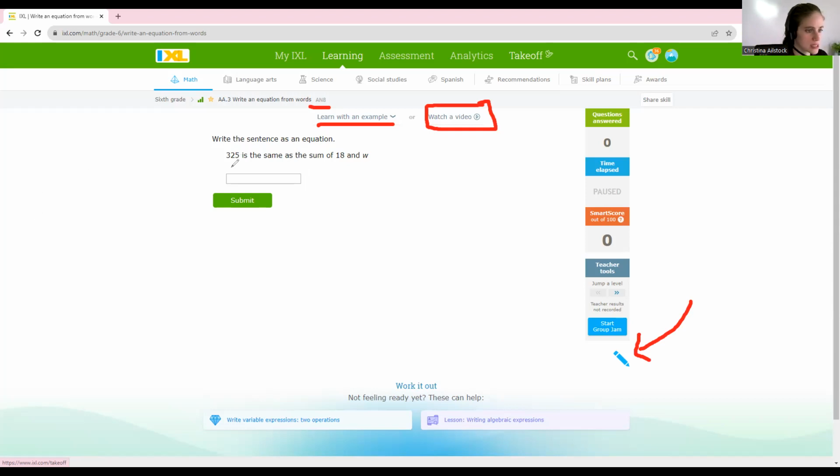But the first thing I notice as I read this a second time is it says 325 is the same as. That is the same as tells me it's equal. So I'm going to have 325 is equal to something. And then it says the sum of 18 and W. Well, sum means addition. So we're going to be adding 18 and W. And there we go. We have our equation.